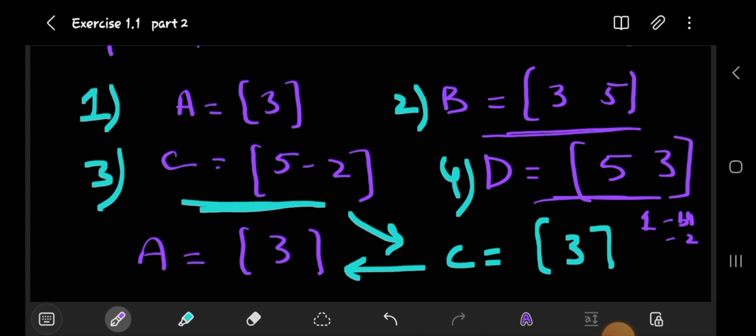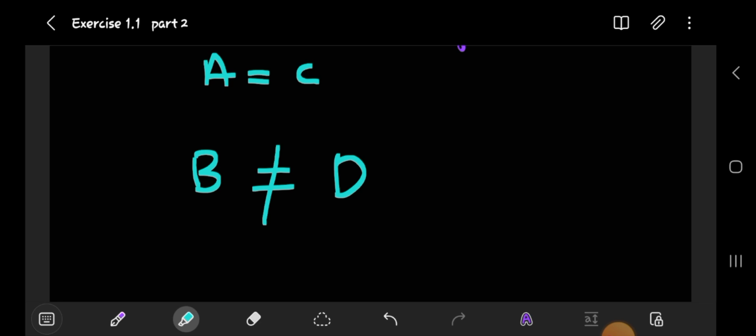But now the second thing is their corresponding elements. B has the elements 3 and 5 and D has 5 and 3. Both have different correspondence because 3 corresponds to 5 and 5 corresponds to 3. So the order is the same, but here the elements are not identical. So we can say that B and D matrices are not equal. B is not equal to D.